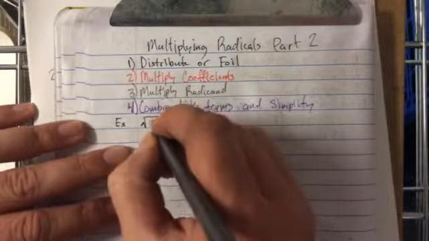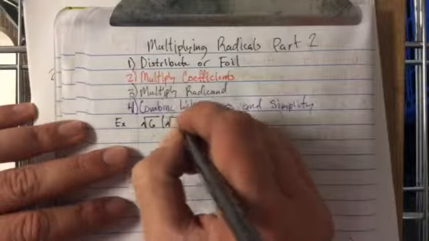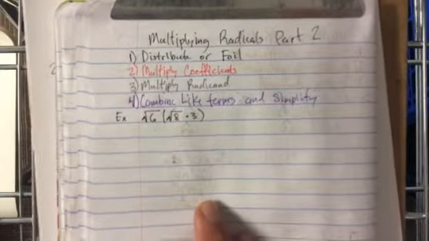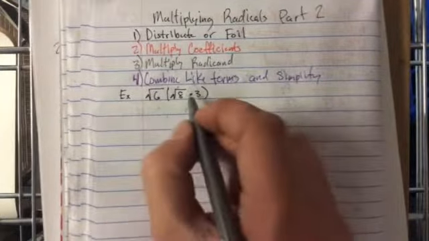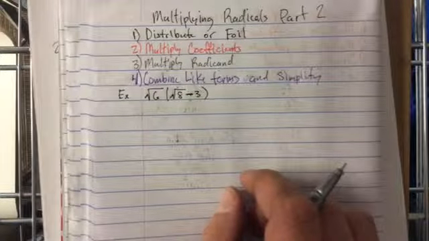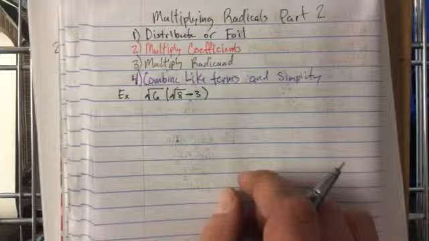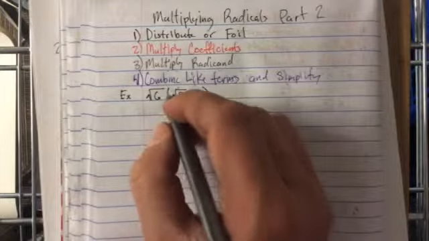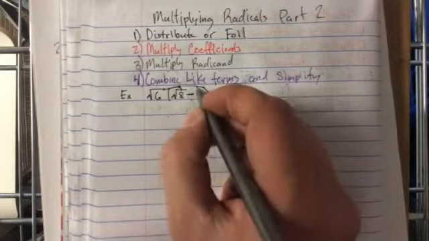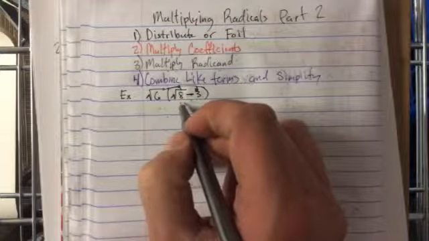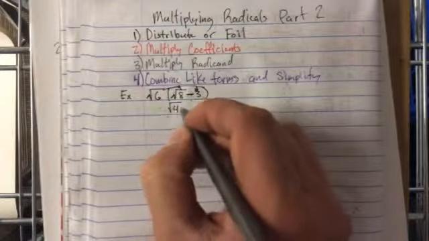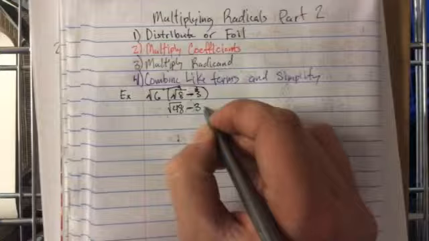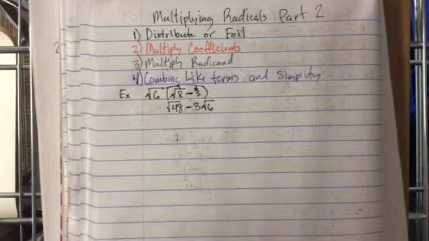So we have the square root of 6 times the square root of 8 minus 3. So, what shall we do first? We can distribute. So we distribute this square root of 6 to both terms. Square root of 6 times the square root of 8 gives us the square root of 48, and 3 times the square root of 6 gives us negative 3 square root of 6.